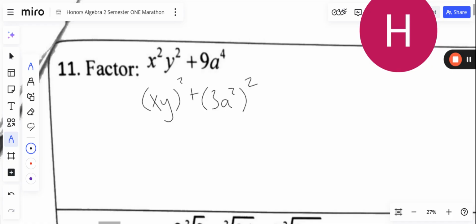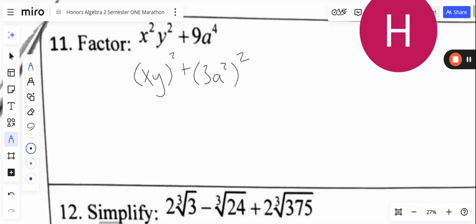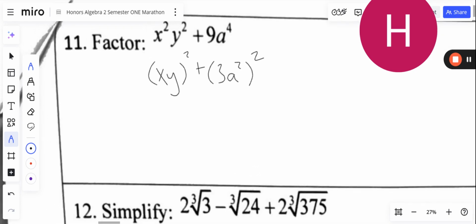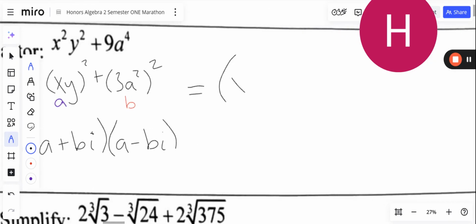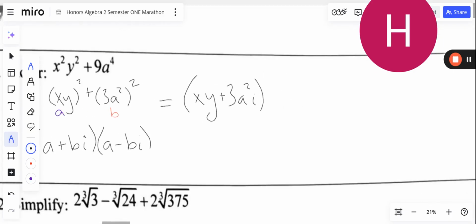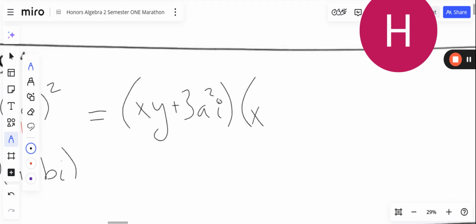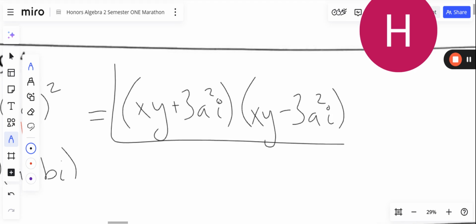factorization that we can do without using this term i. So if we want to use a sum of squares, this is kind of a special case. We could have a and b, but rather than a minus b, a plus b, it would be something like this. It would be a plus bi times a minus bi. And so that factorization would lead us to say xy plus 3a squared i, that's an i, times xy minus 3a squared i. And that would probably be the best that we can do.